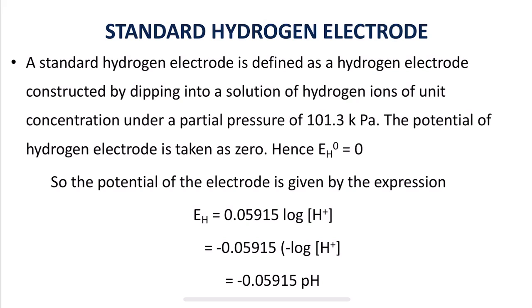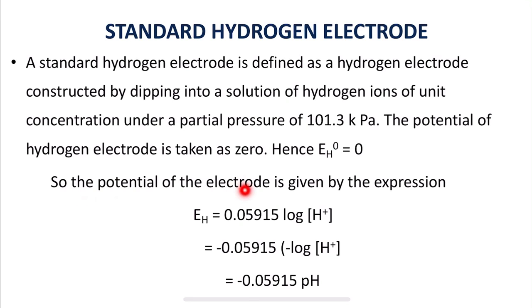So next is the standard hydrogen electrode. How are we going to define a standard hydrogen electrode? A standard hydrogen electrode is defined as a hydrogen electrode constructed by dipping into a solution of hydrogen ions of unit concentration under a partial pressure of 101.3 kilopascal. The potential of the hydrogen electrode is taken as 0. Hence, E_H naught is equal to 0. So this is a standard potential. So E_H naught is called the standard hydrogen electrode potential.